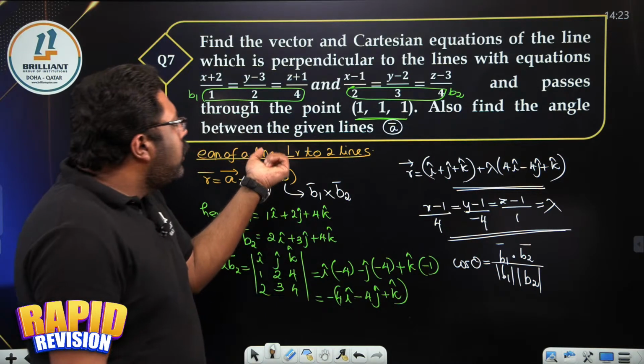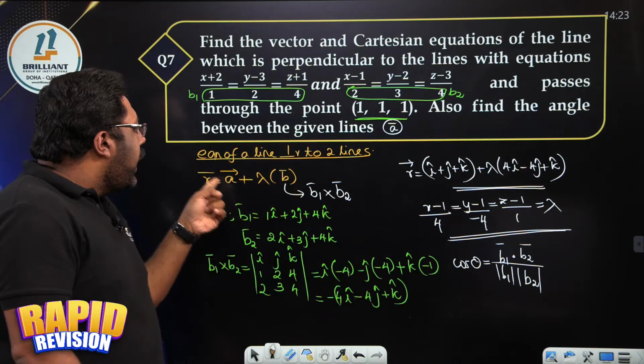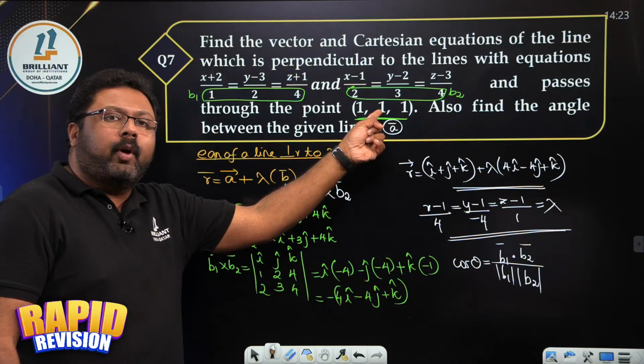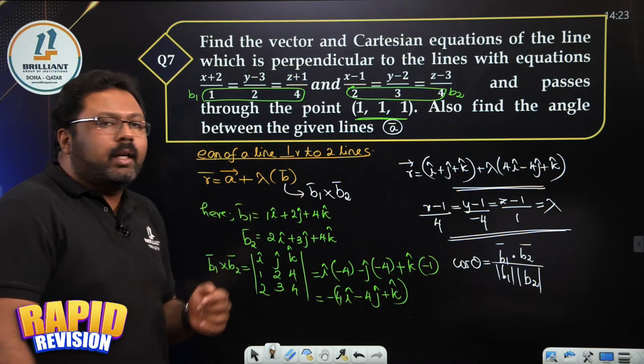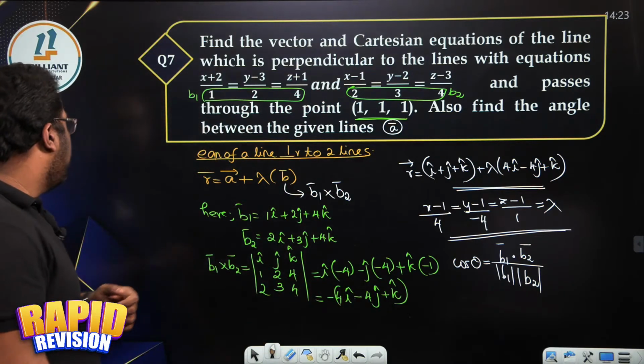So here, how to find the vector equation of a line which is perpendicular to two lines? A vector plus lambda B vector. A vector will always be a given point on the line. B vector is the cross product of the two vectors already given to us. Okay?